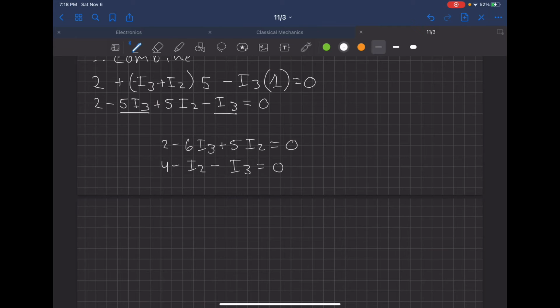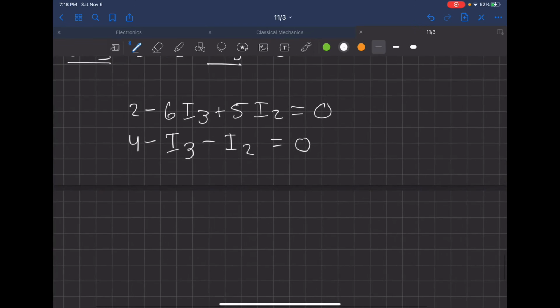We can do this through either elimination or substitution. In this case, it looks like elimination is going to be a little bit easier. I'm going to rearrange this equation a little bit. We're just going to plop I3 right here and I2 right there. This is the same thing.